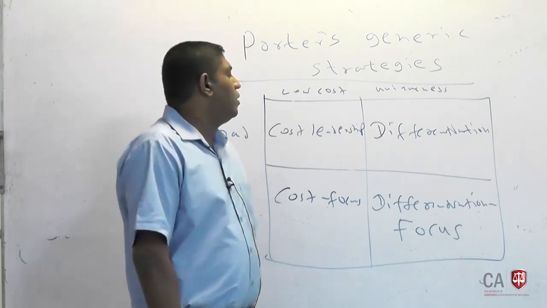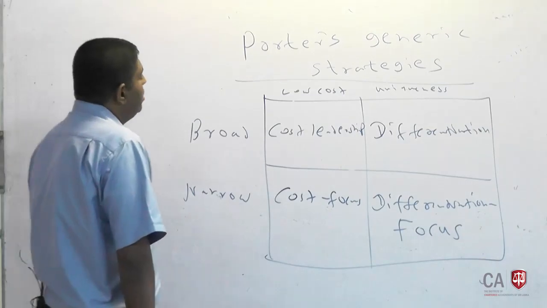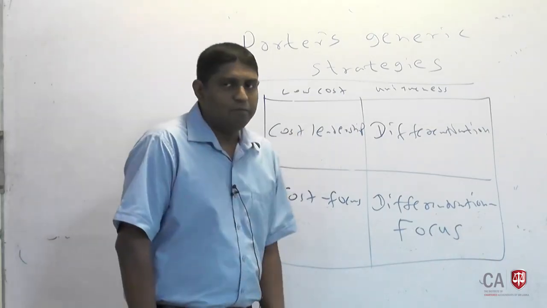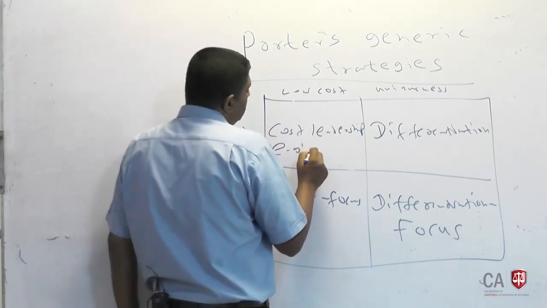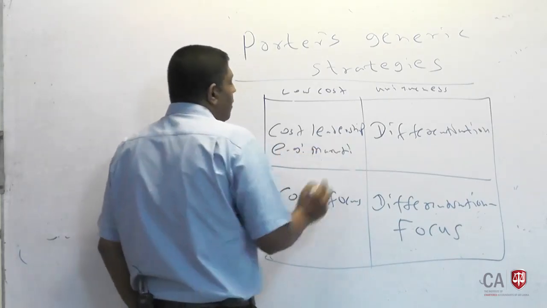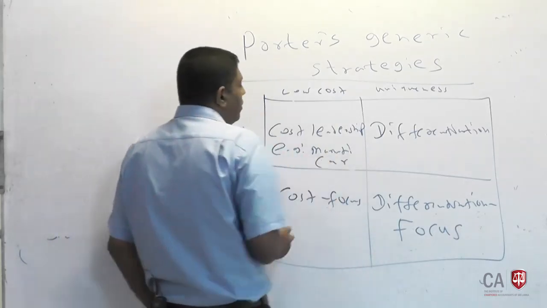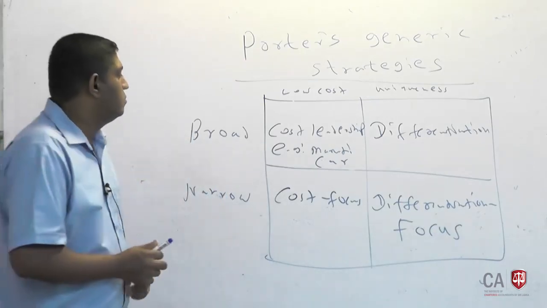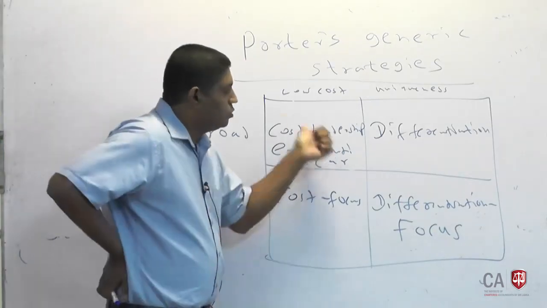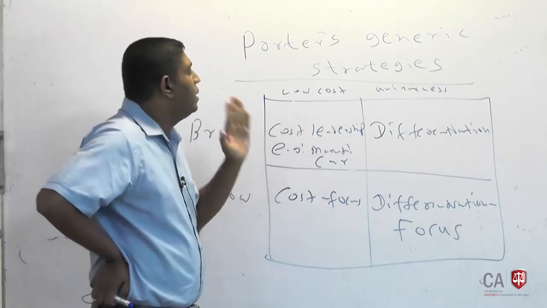What are the examples of each? So, what is an example for the cost leadership strategy? For example, the Maruti car. If you look at Maruti, you can find Maruti in many countries. So, what do they try to do? They try to offer an economical vehicle to the people.